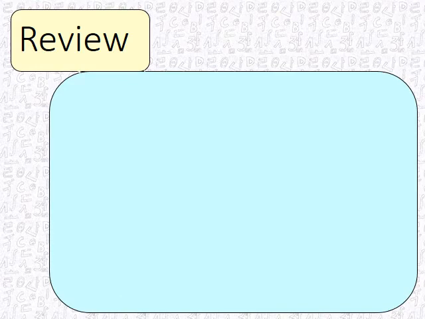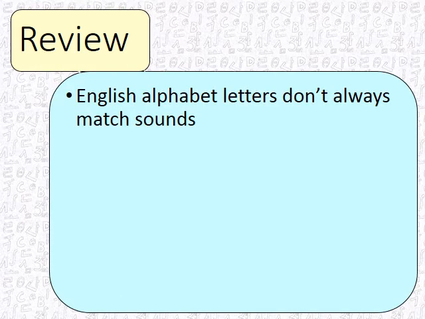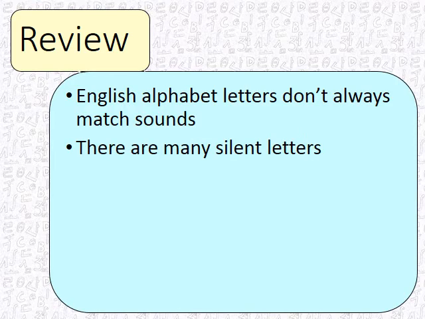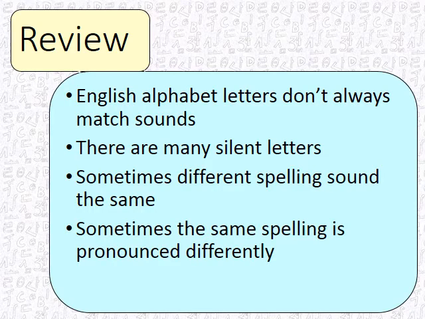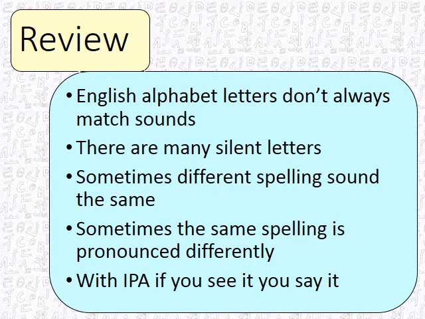A quick review of this multimedia presentation. The English alphabet letters don't always match the sounds. There are many silent letters using the English alphabet letters. Some different spellings sound the same. Sometimes the same spelling is pronounced differently. Using IPA, if you hear it, it is written. There are resources in this course that can help you move through this class. They are found in the resources section of this course.